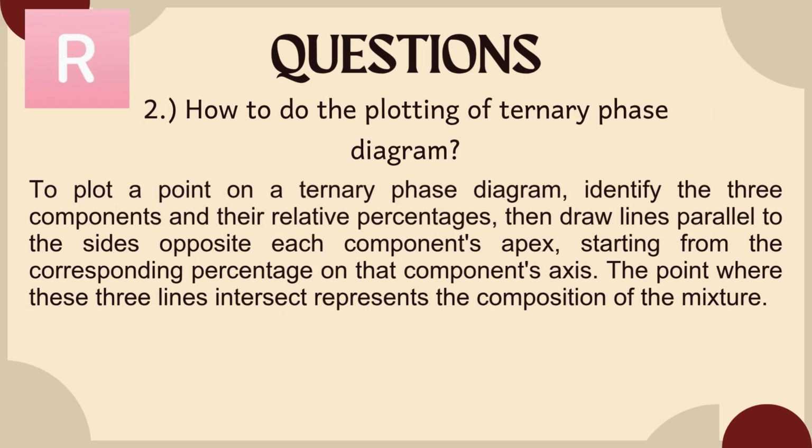So in number 2, how to do the plotting of a ternary phase diagram? To plot a point on the ternary phase diagram, identify the 3 components and their relative percentages. Then draw lines parallel to the side opposite each component apex, starting from the corresponding percentage on that component axis. The point where these 3 lines intersect represents the composition of the mixture.